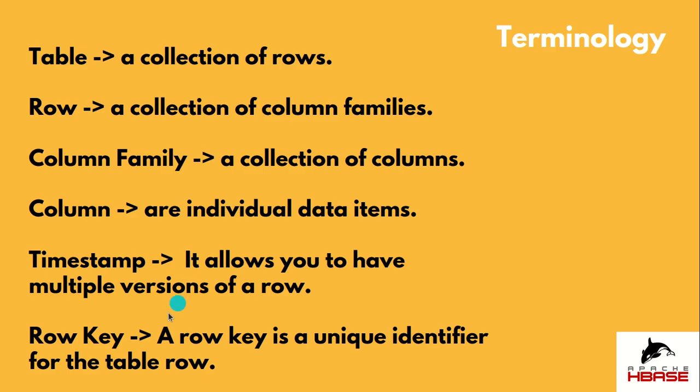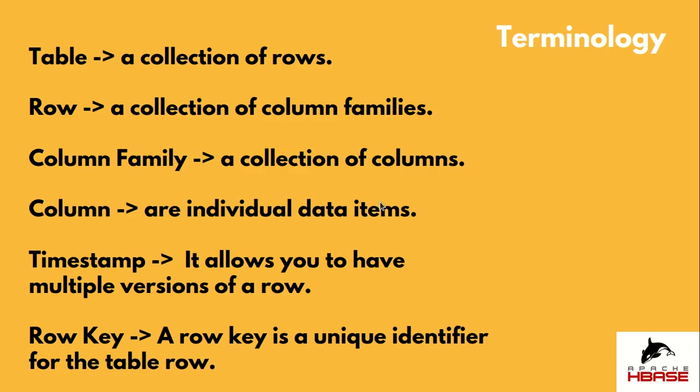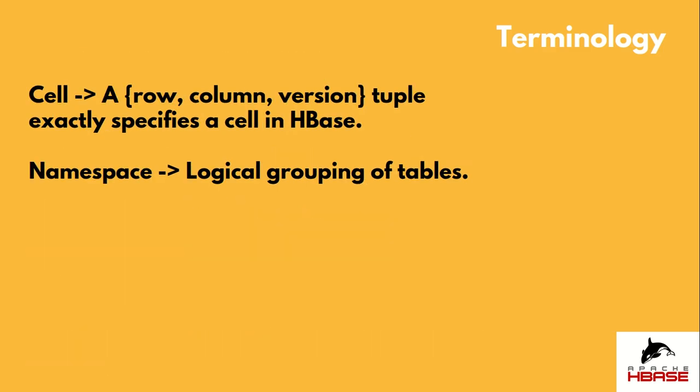Next is row key. So row key is nothing but a unique identifier for the table row, or we can say it's like a primary key for us, which gives us the unique identifier or UID. All right. So another term that we use in HBase is cell. So what is a cell? It's a combination of three things: row, column, version. So this tuple represents a cell. Okay. Then the last thing is namespace. It's nothing but a logical grouping of tables in HBase, termed as namespace. So these are some of the terminology that we use in HBase.